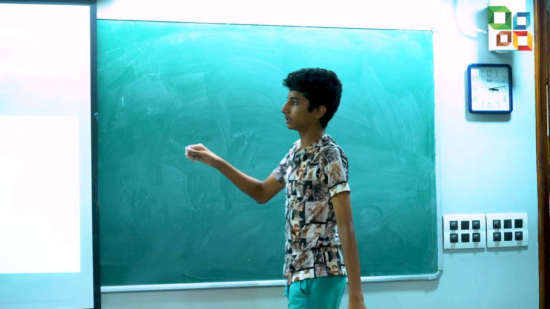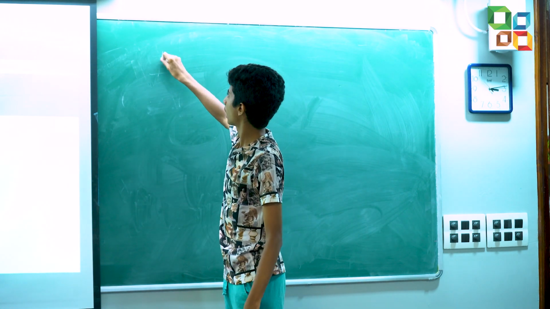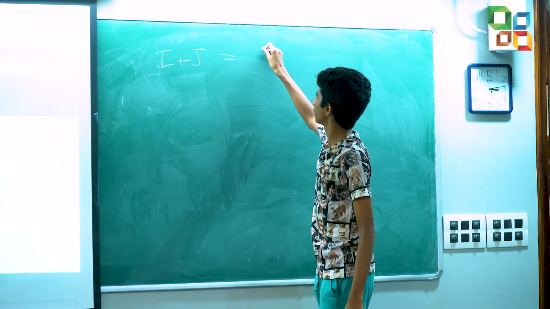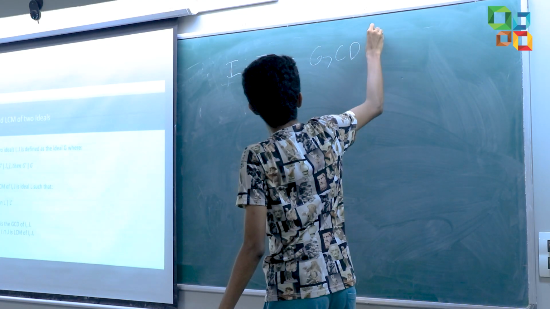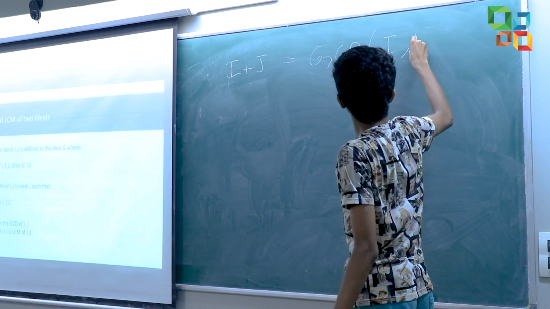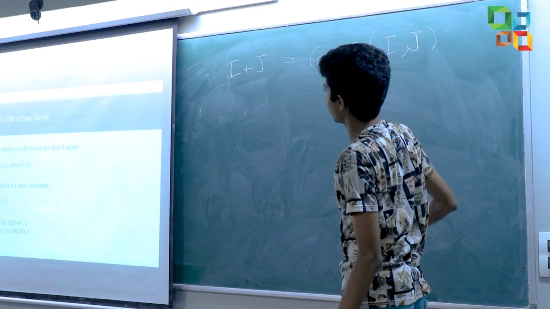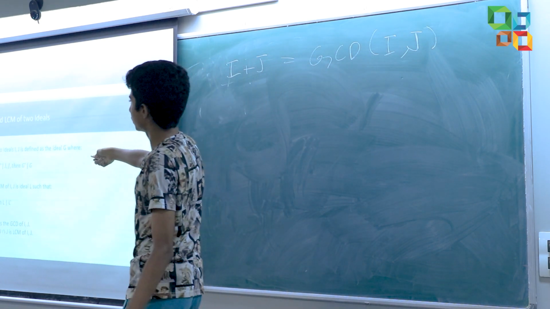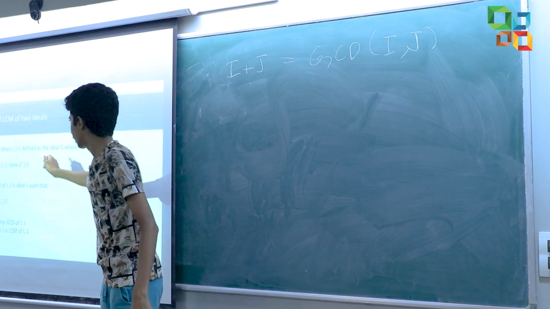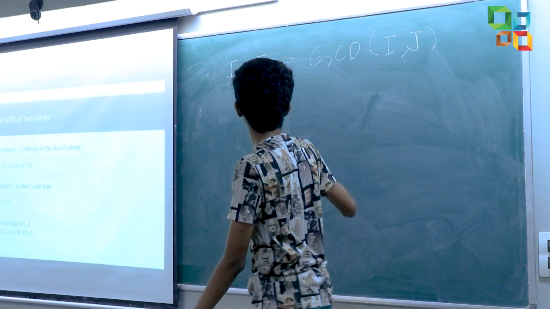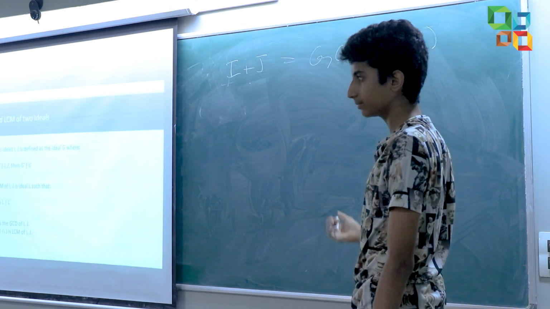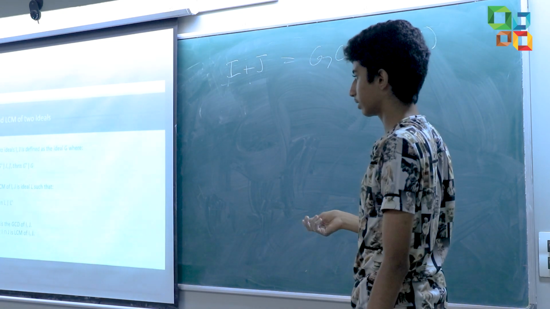Using these definitions, prove that I plus J is the GCD of I, J. We are talking about GCDs of ideals. I and J are those two ideals. Use the definitions given here, these three definitions, and we will try to prove that I plus J is the GCD of I and J. Can we move to the next slide?